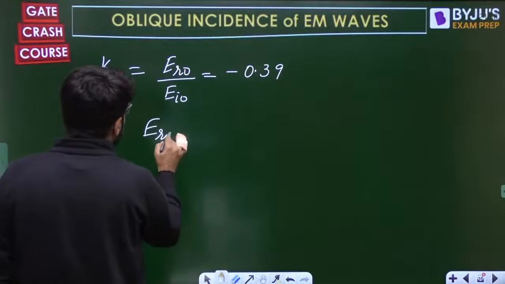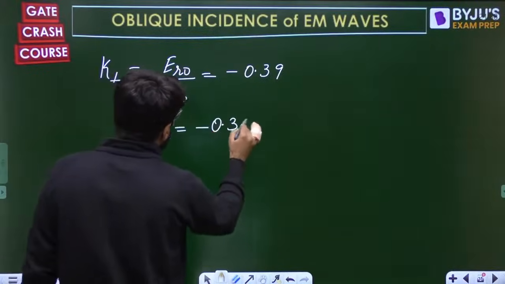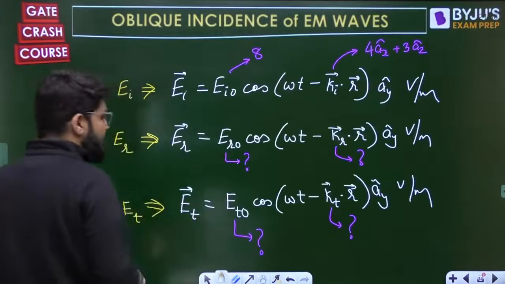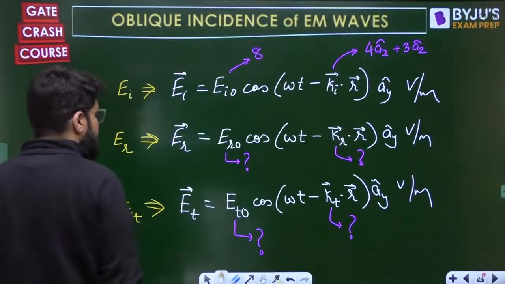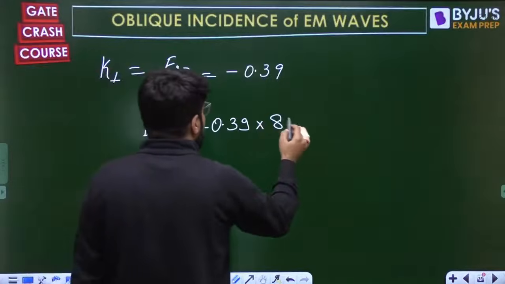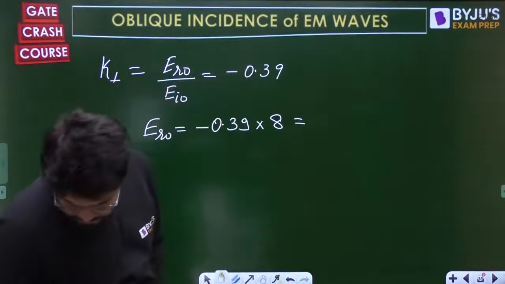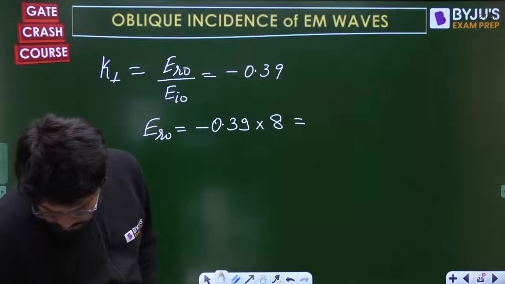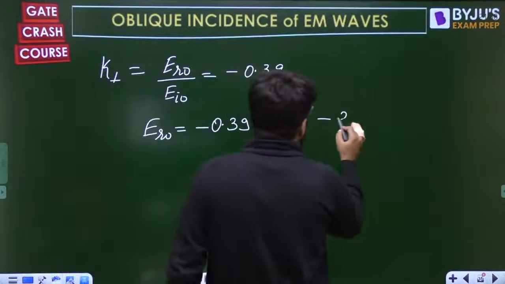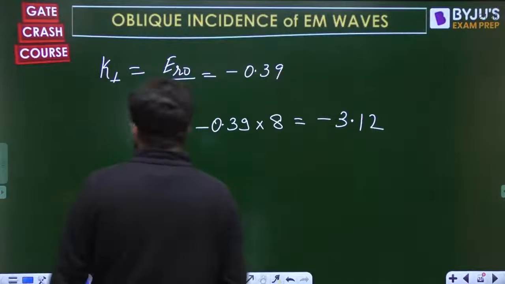So what should be the ER naught? It is minus 0.39 multiplied by EI naught. And what is EI naught? EI naught was equal to 8. So this is going to be how much? This becomes minus 3.12.